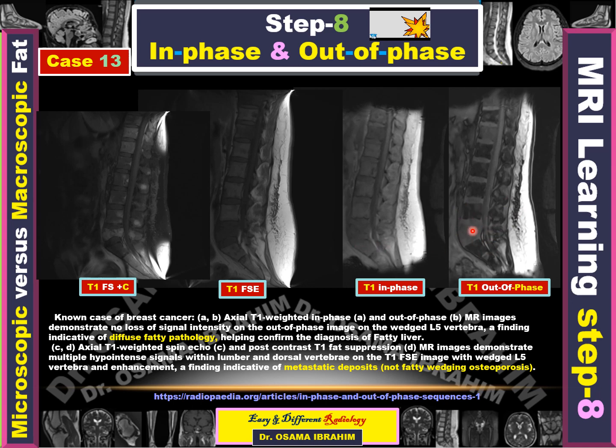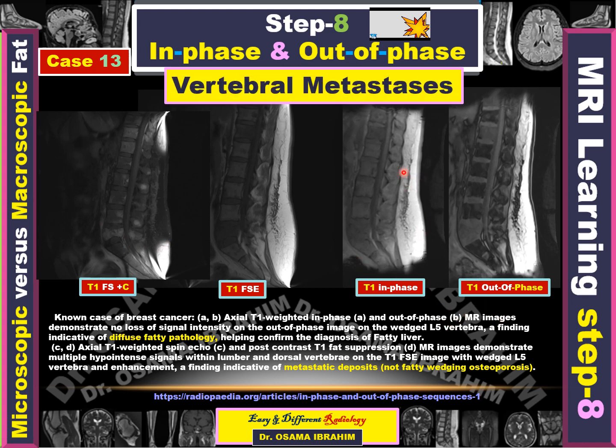There is no drop of signal, and this is the method for diagnosis of the wedged vertebra, which appears wedged here and has low signal in the T1 and contrast enhancement, and there are other lesions also in the vertebra. This is one method to diagnose metastatic deposits in that lady who has breast cancer, a known case, from the wedged vertebra due to osteoporosis or any cause. So this is vertebral metastasis.